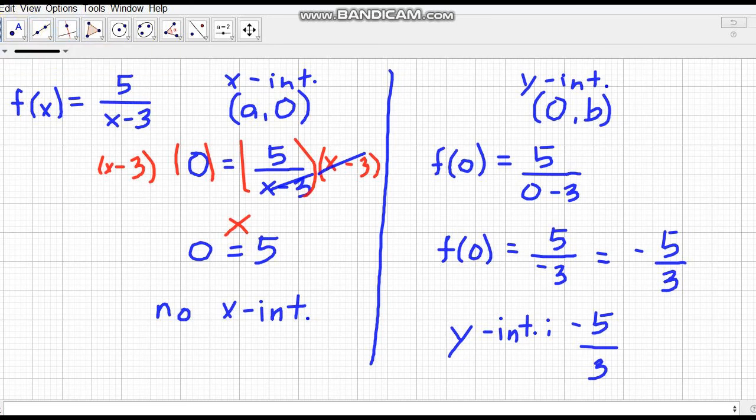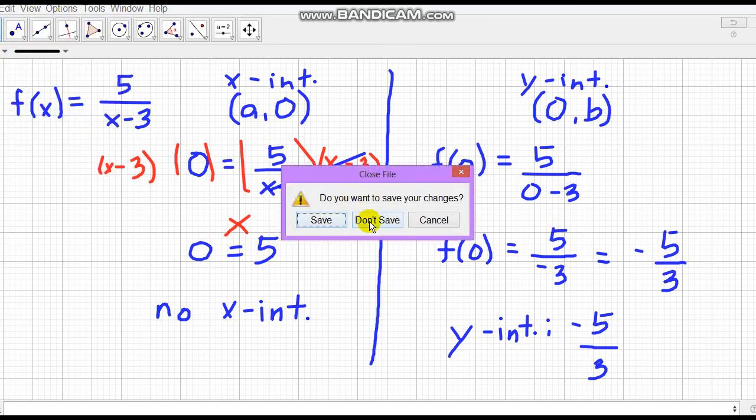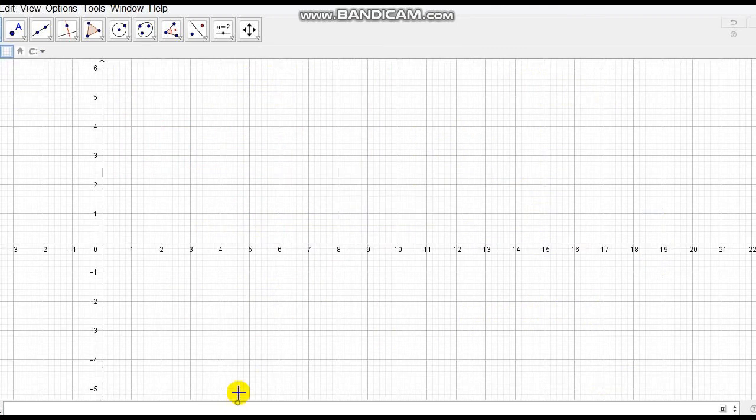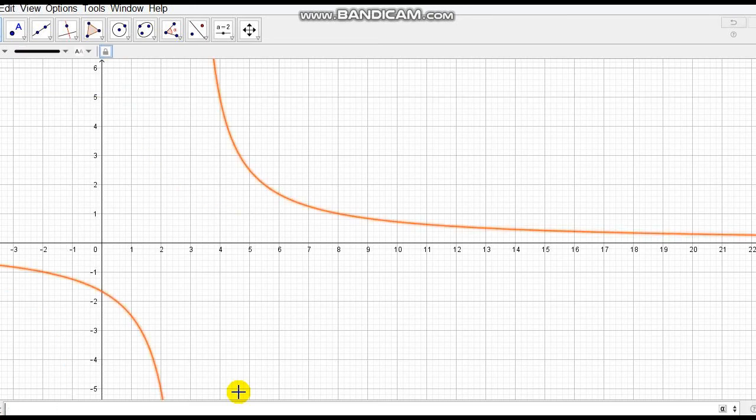So let's check it out. Let's type it here. f of x is equal to 5 over x minus 3. You remember that the y-intercept is negative 5 thirds, which is over here. Yeah, that's negative 5 thirds. Remember that negative 5 thirds is approximately negative 1.6 repeating. So it's less than negative 1, but more than negative 2. So right here.